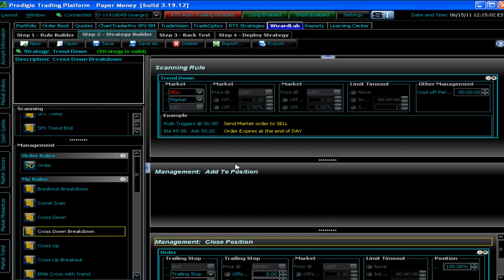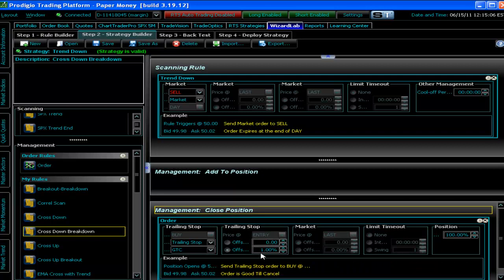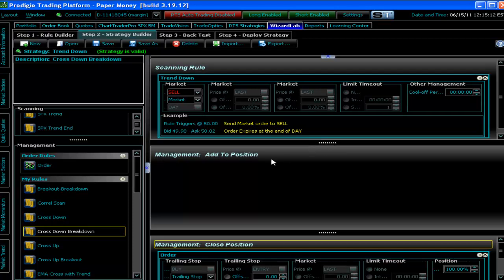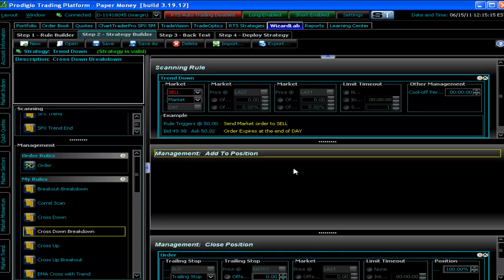So those are the results I get with just the rule itself. And again, I've got a simple trailing stop on here. It's just a 1% trailing stop. And I've got an additional rule that I'm going to add to it. So now we're going to talk about this add to position part of the strategy builder.